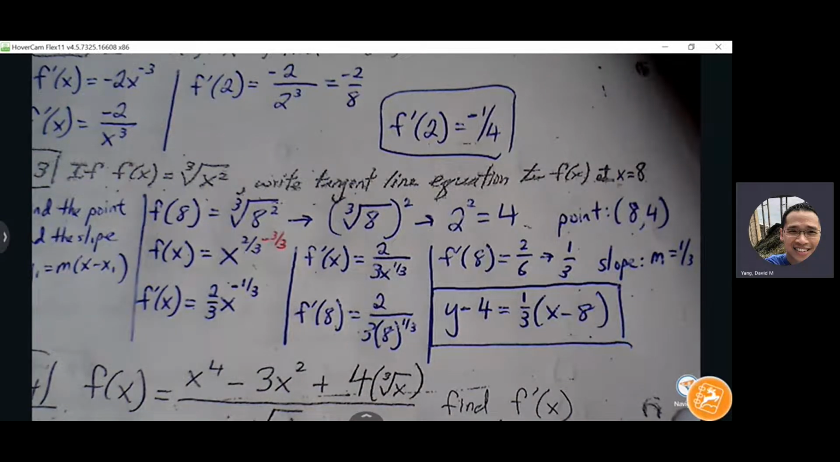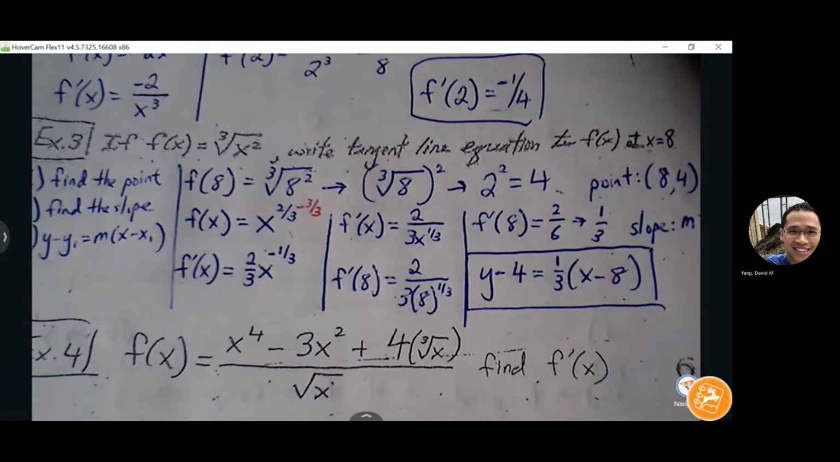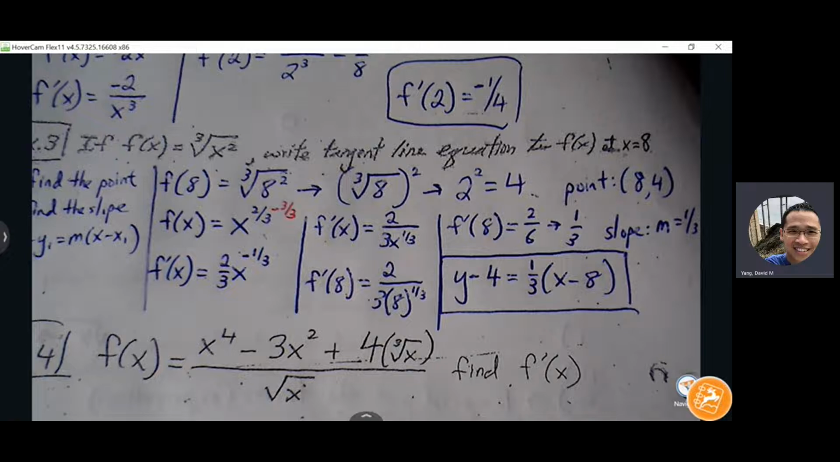Even though it looks like you can continue further and clean it up, you don't have to. This is acceptable in the AP exam, point slope form. You don't have to get it to slope intercept form. Okay, any questions for 3? Okay, let's look at example 4.